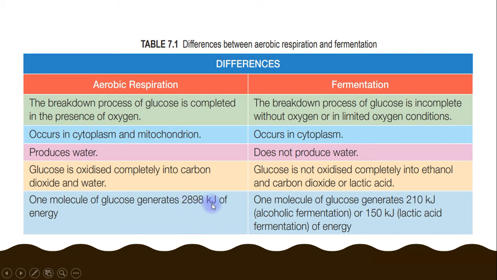2,898 kilojoules is equal to 38 molecules of ATP. Okay, equal to the 38 ATP molecules. And then in fermentation, one molecule of glucose generates 210 kilojoules in alcohol fermentation, or 150 kilojoules in lactic acid fermentation.